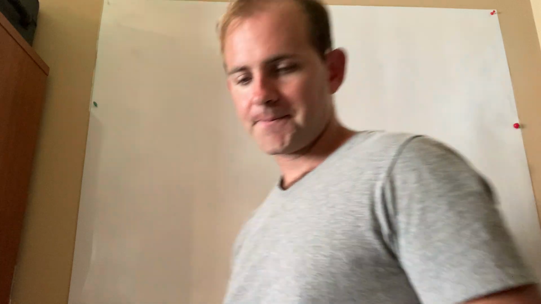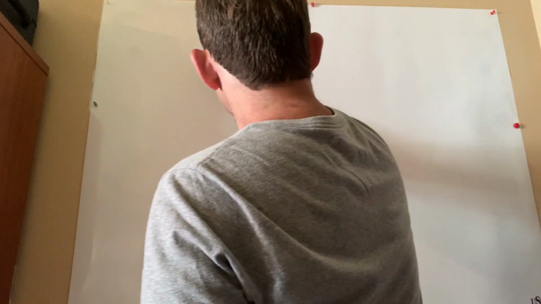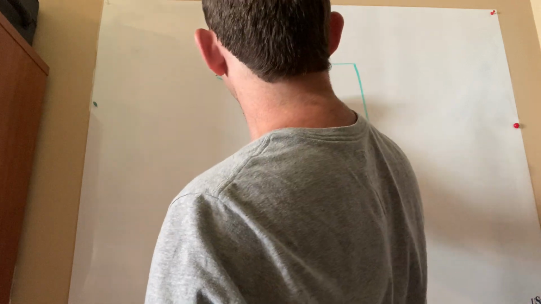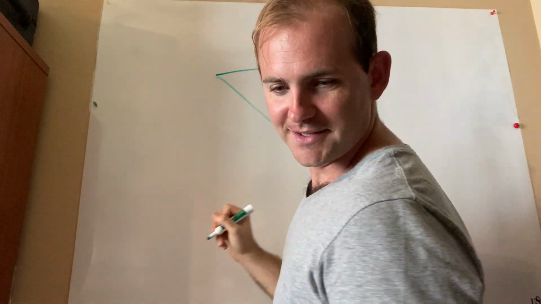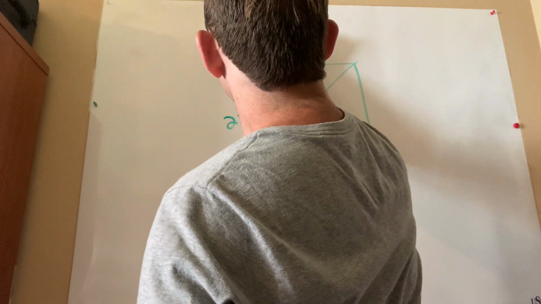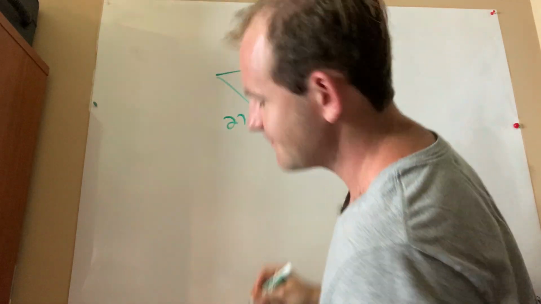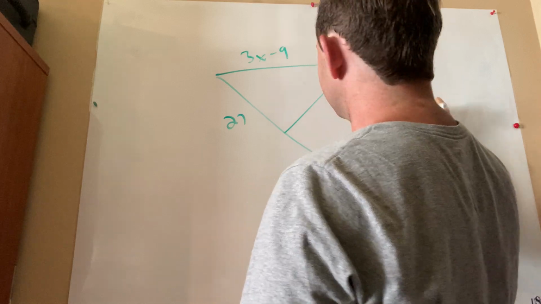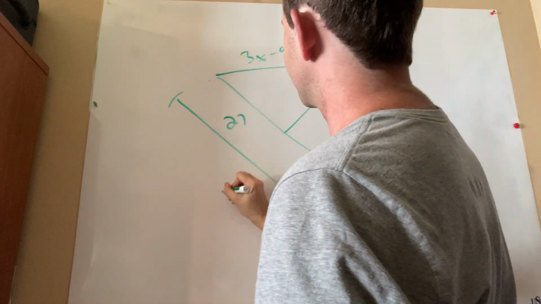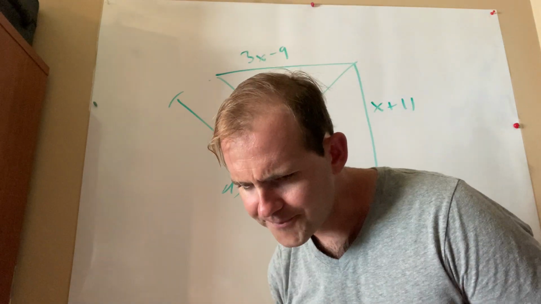All right. So number 10 looks kind of similar, no pun intended. Ha ha, so funny. Yeah, not. 27, 3x minus 9, x plus 11, and they tell me the whole thing is 45.